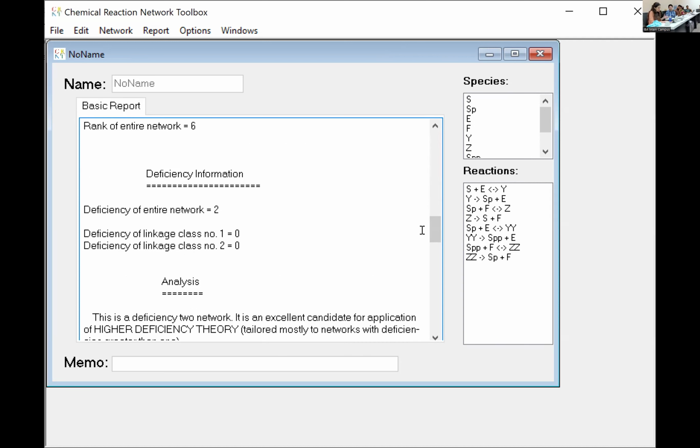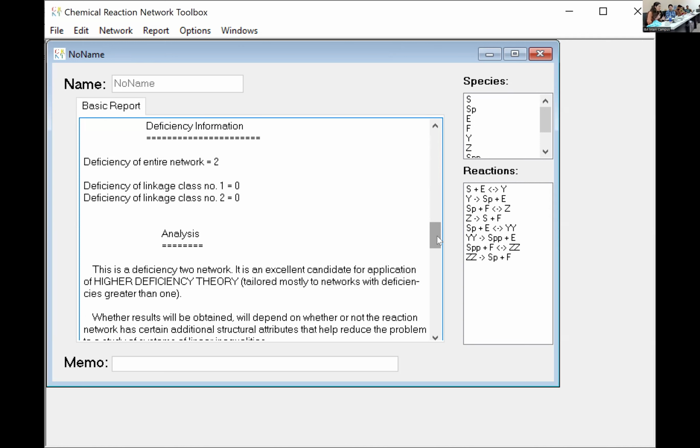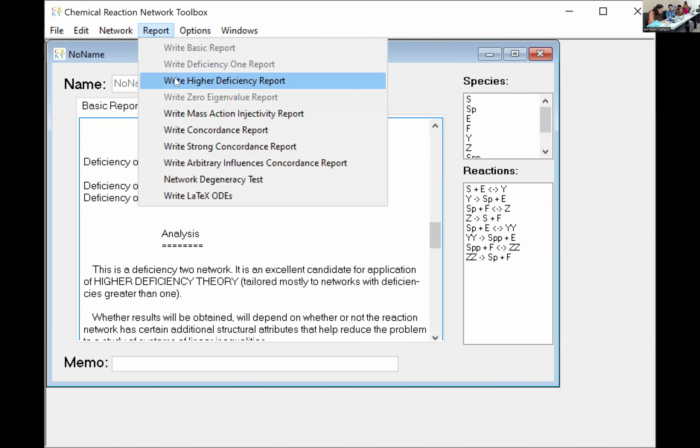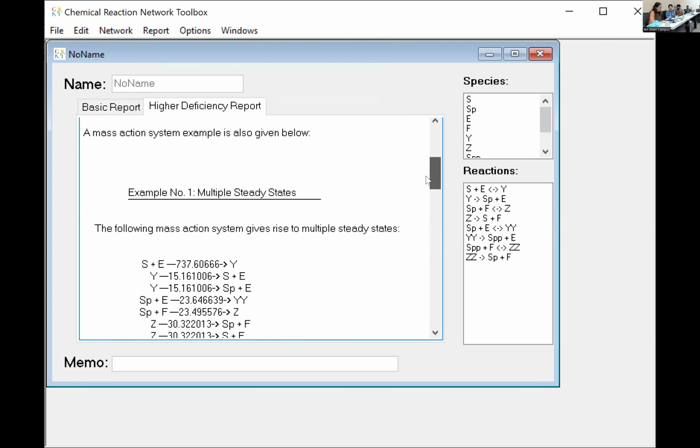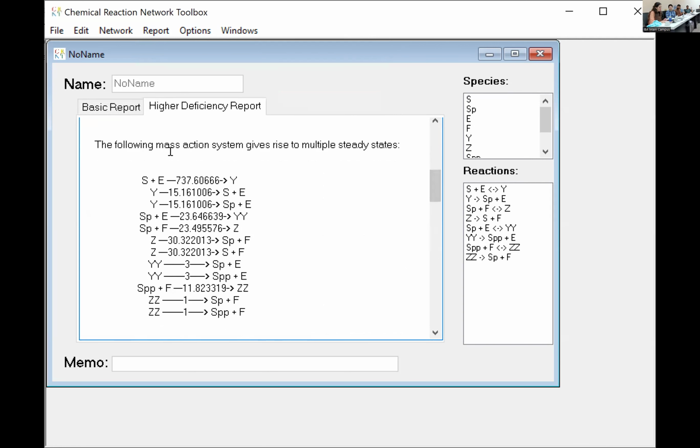And it tells me that I should apply higher deficiency theory for this because it's not deficiency 0, not deficiency 1. So I will go to the higher deficiency report. Let's see. Yeah, it already tells me that it has the capacity for multiple steady states. So this network is multistationary. There are some rate constants, and it gives me the rate constants. So for these values of the constants, it gives multiple steady states.